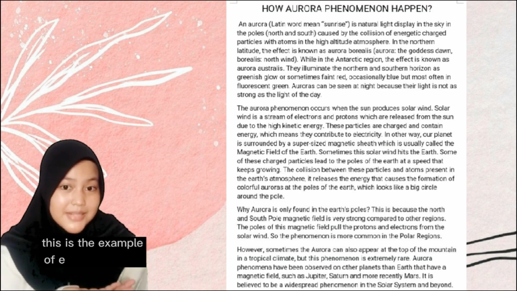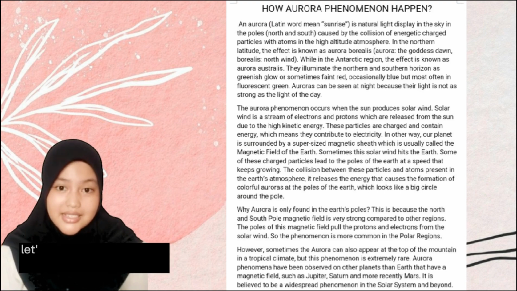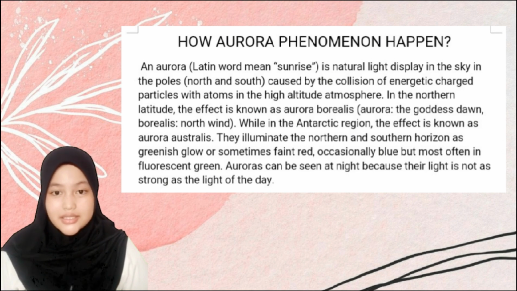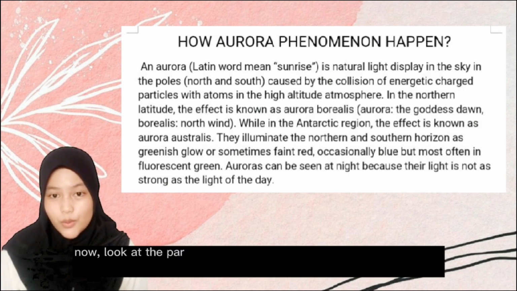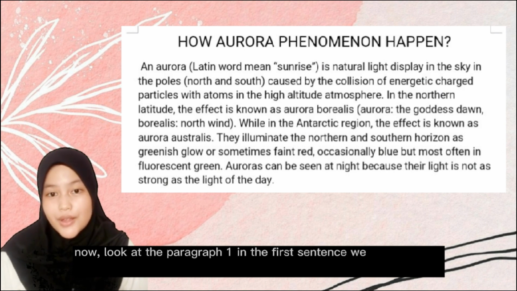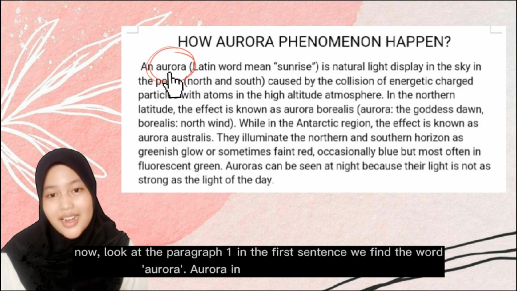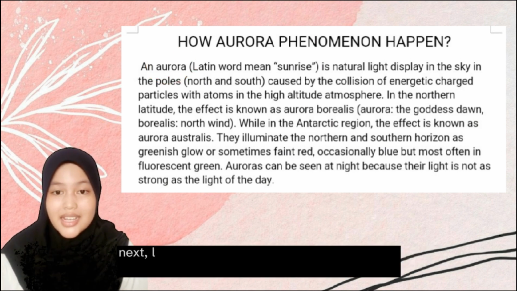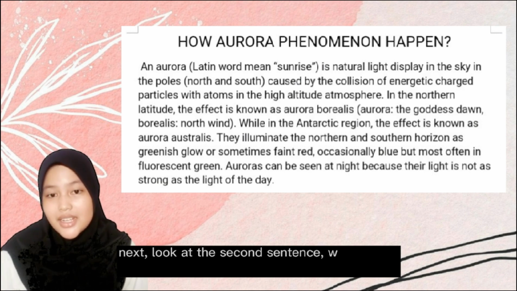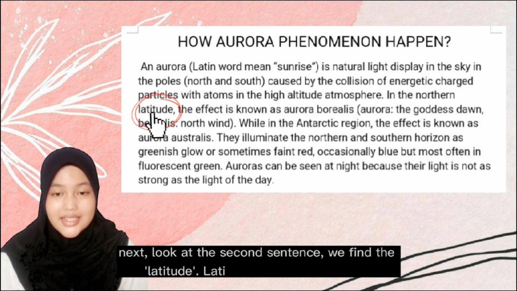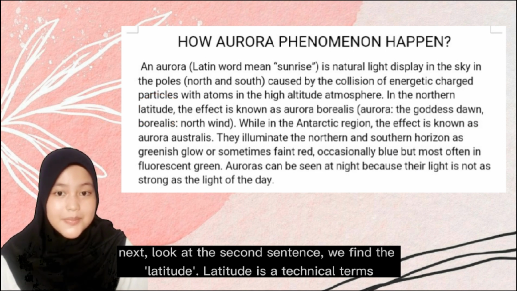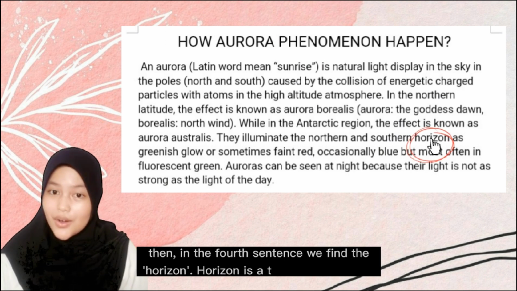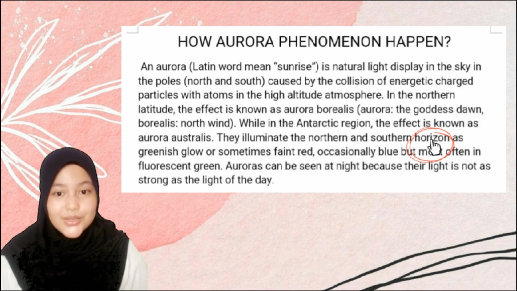This is the example of explanation text. Let's analyze the language features of the text. How Aurora Phenomenon Happens. Now, look at paragraph 1. In the first sentence, we find the word aurora. Aurora here is a general noun. Next, look at the second sentence. We find the word ladyted. Ladyted is a technical term. Then, in the fourth sentence, we find the horizon. Horizon is a technical term too.